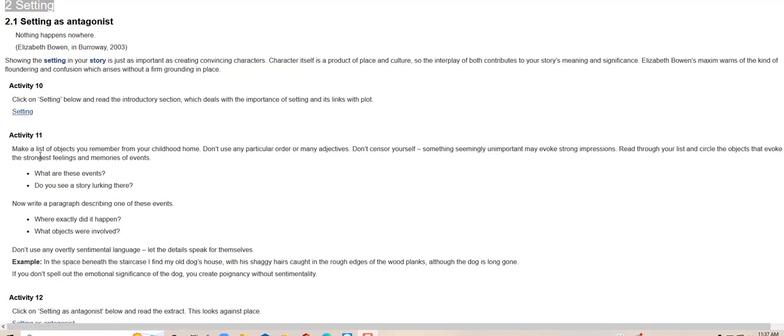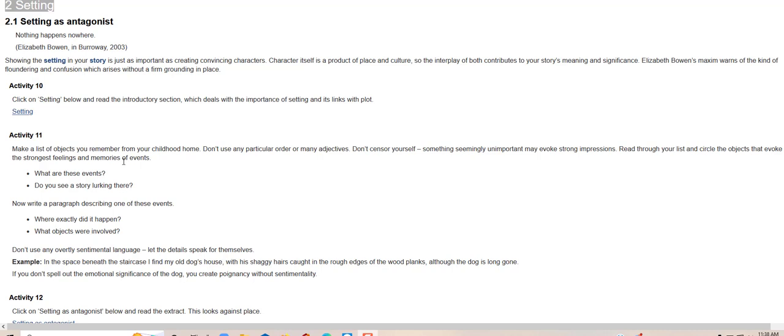So here you would write: make a list of objects you remember from your childhood home. Don't use any particular order or many adjectives. Don't censor yourself. Something seemingly unimportant may evoke strong impressions. Read through your list and circle the objects that evoke the strongest feelings and memories of events. So basically, close your eyes and think about what childhood objects could help you write a story.